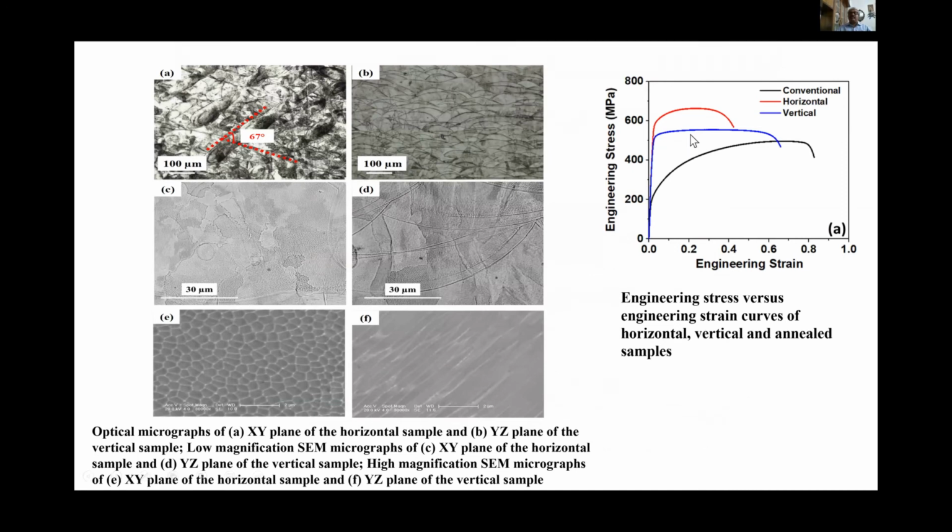Like for example, a vertically built material has shown a different stress-strain curve than a horizontally built material, and both of them are different from conventionally built material of 316L stainless steel. So in one case you have a good ductility, in one case you have poor ductility but higher strength. So one has to really optimize the parameters as per the requirement.